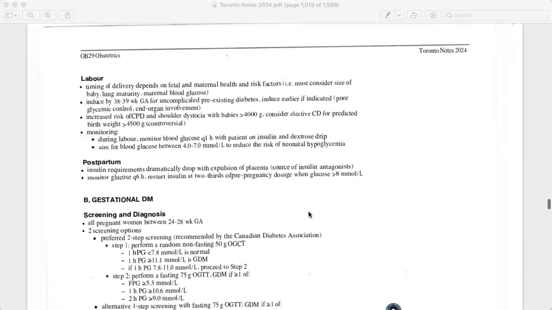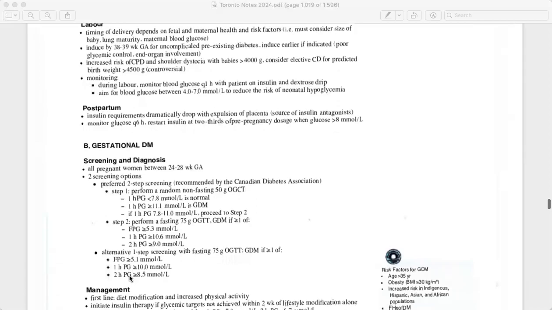Now, postpartum insulin requirement drops dramatically. That's why you have to do the insulin adjustment. Monitor glucose every 6 hours. These things are very important. They can ask you how often you are going to monitor the glucose, so remember: monitor every 6 hours. Return insulin to the pre-pregnancy dose, two thirds of the pregnancy dose.